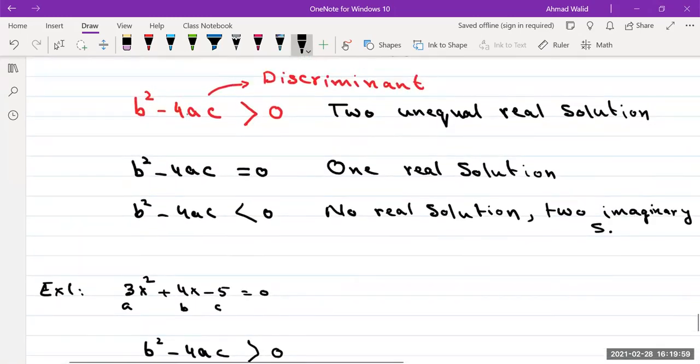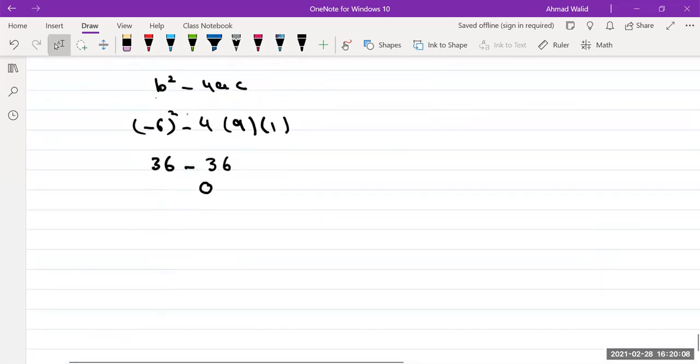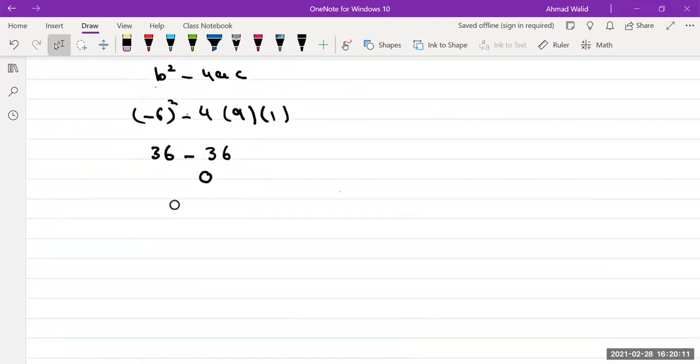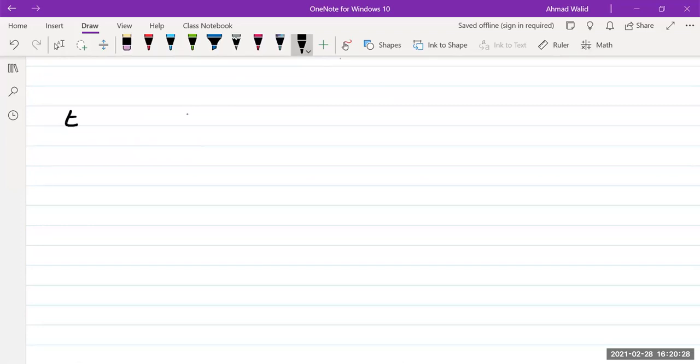Here, again, check. When b squared minus 4ac becomes 0, I have one real solution. Here, your discriminant is 0, correct? Then you can write one real solution. This equation has one real solution. Very easy, correct? Let's do one more example. Example 3. 3x squared minus 8x plus 7 equals 0.